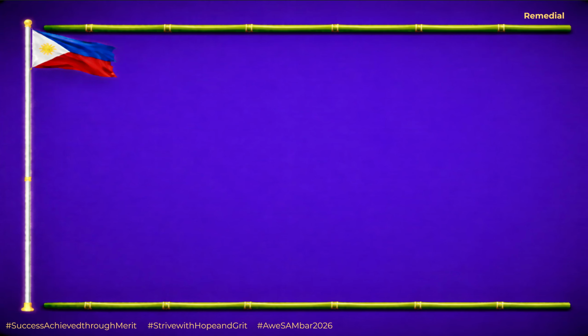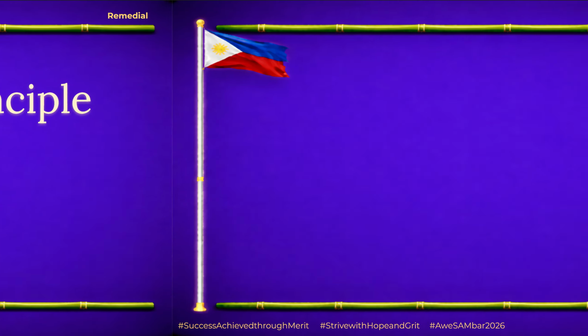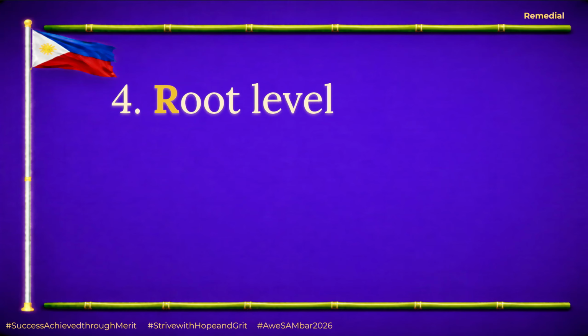For our elemental principle, there are no rigid rules in isolation. The rules are always subject to the overarching policy that they must not be applied to override substantial justice. This principle acts as the filter for everything we just discussed. At the root level, we see how these concepts operate in real-world litigation and actual controversy. Let's look at exactly how this plays out in a practical scenario.